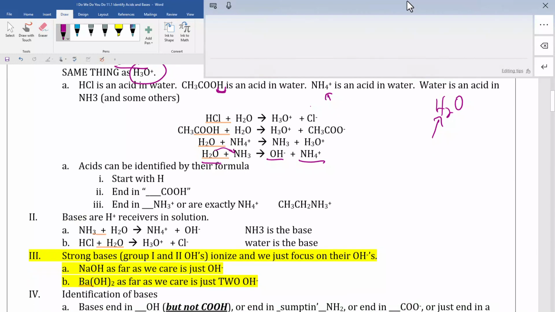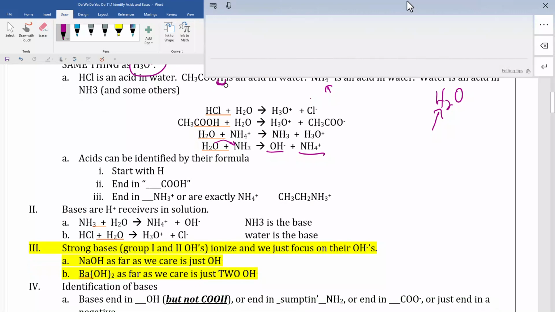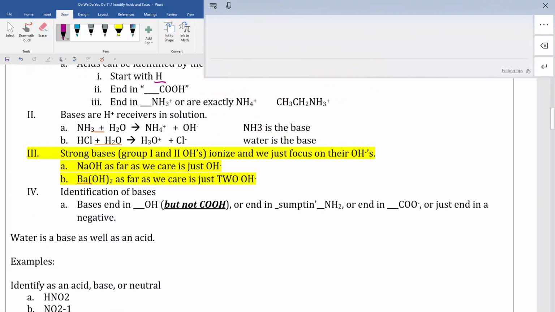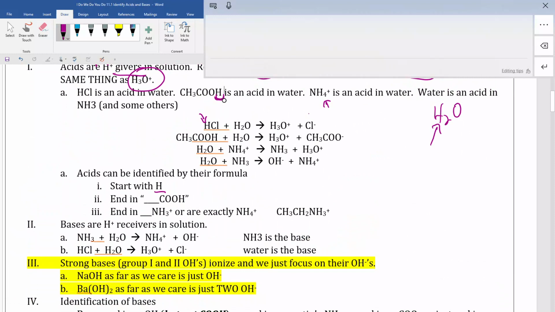All right, so let's take a look. Acids can be identified by their formula. Acids start with H. I say that H says, hello, I'm an acid. They can end in COOH. This is the hello, I'm an acid part. They can end in NH3 positive or exactly NH4. So see this right here? This has an extra H, and it can be an acid.